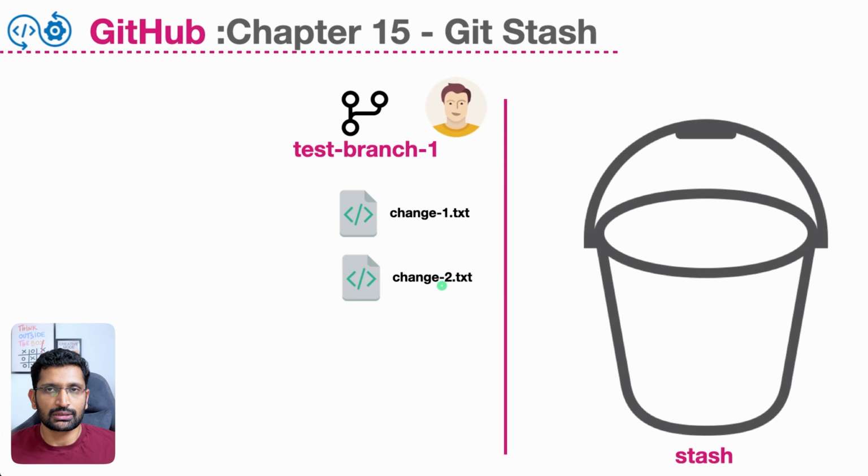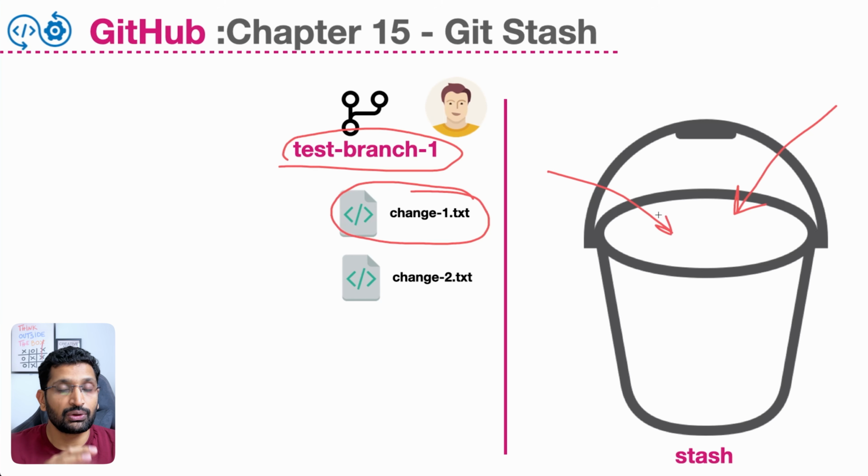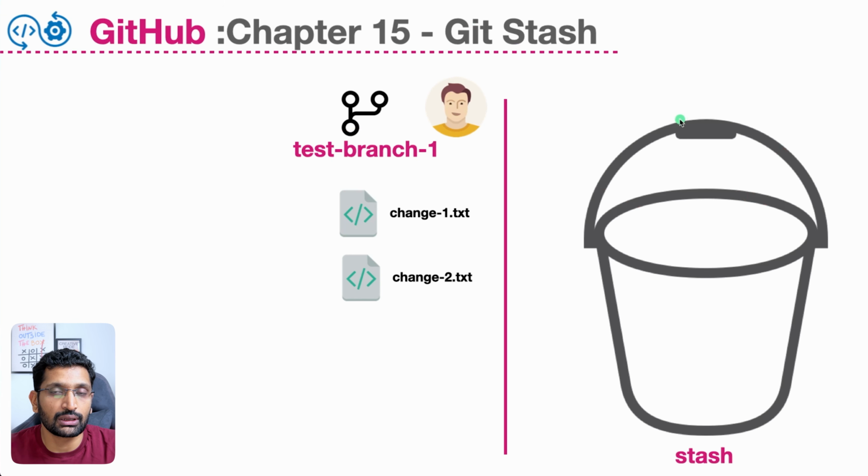Let's take a realistic example of a developer who is working on a branch. The branch is test branch 1. And here on the right hand side, you can see I have created a stash. A stash is just a logical bucket where you want to store your changes. Right now I'm in test branch 1 and there are a few changes. First of all, I want to stash my change 1 inside this particular stash. For that, I need to go into my GitHub branch where I'm working, and that's where I want to run the first command, which is the git stash command. So let's jump to my GitHub console and see how we can run the git stash command.